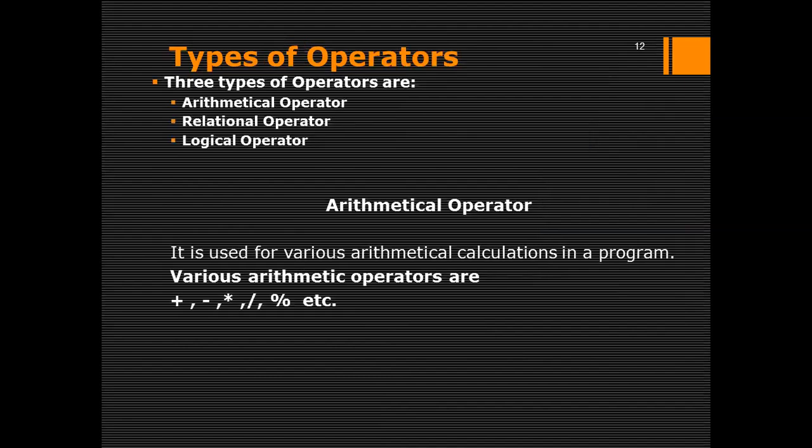Now we are going to learn about different types of operators. There are three types of operators: arithmetical, relational and logical. Now what is an arithmetical operator? The operators which are used for various arithmetical calculations in a program are known as arithmetical operators. Example: plus, minus, multiplication, division, modulus, etc.